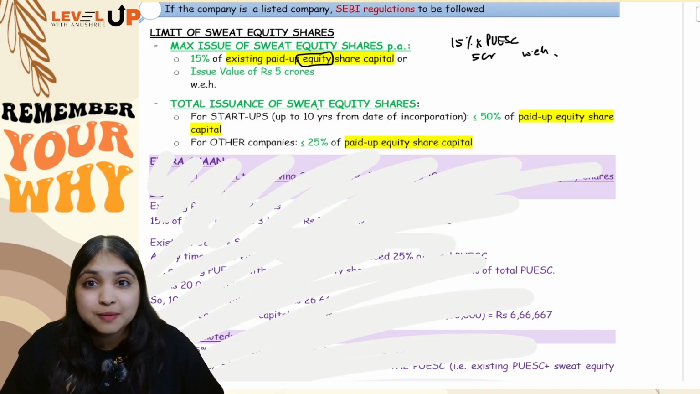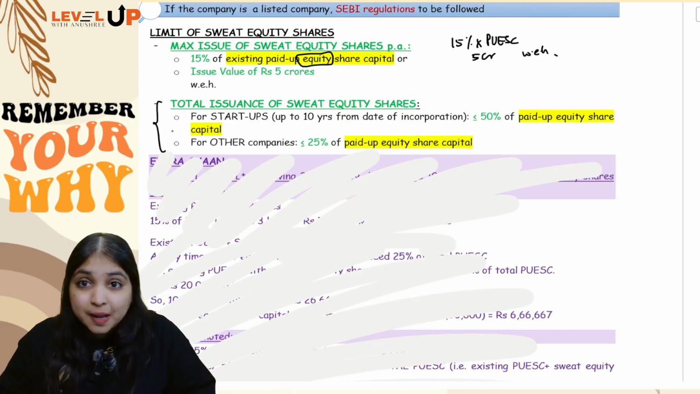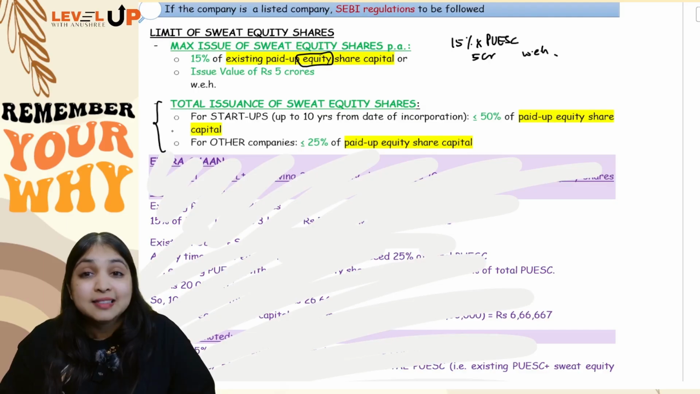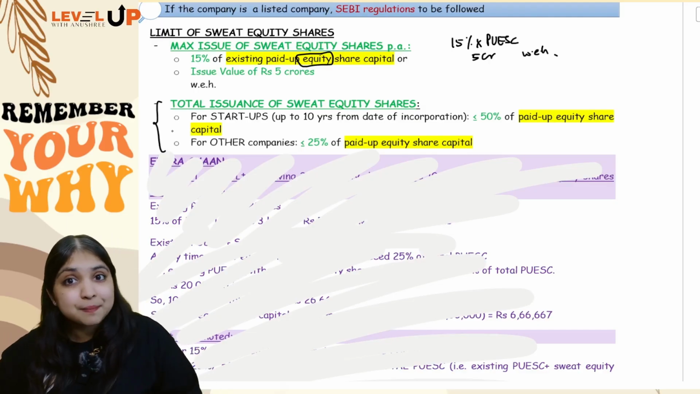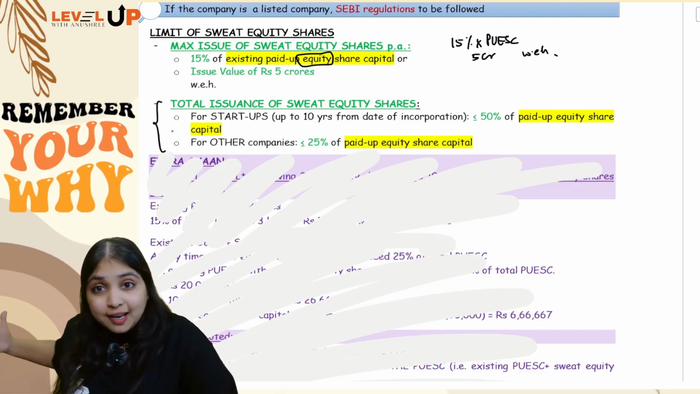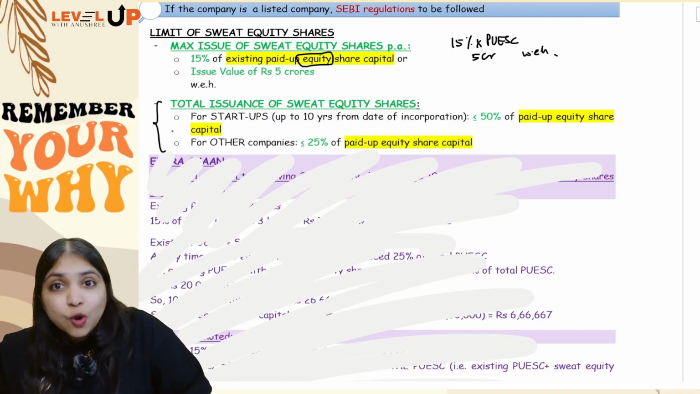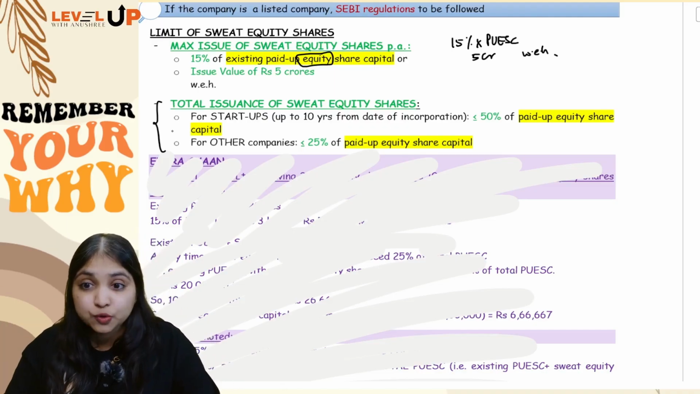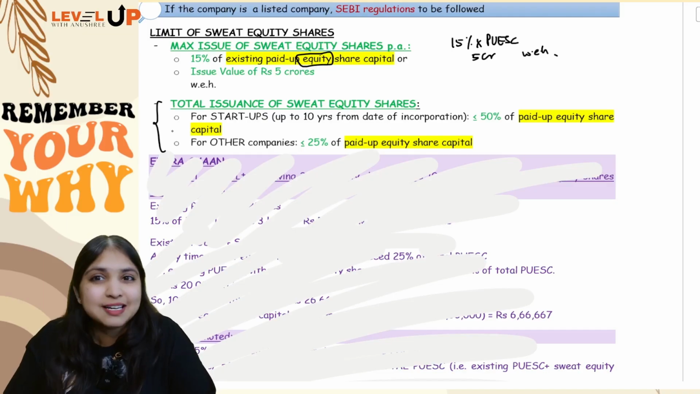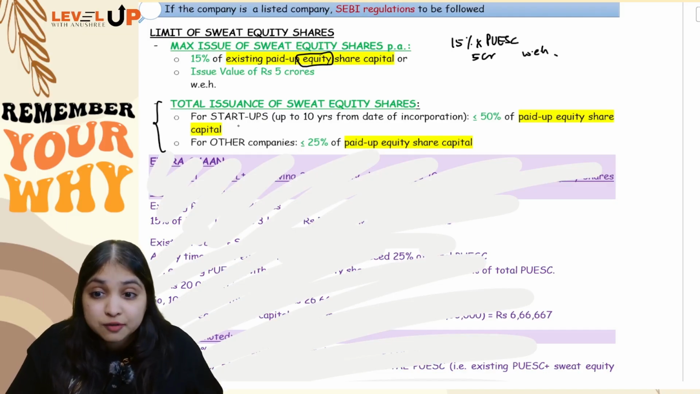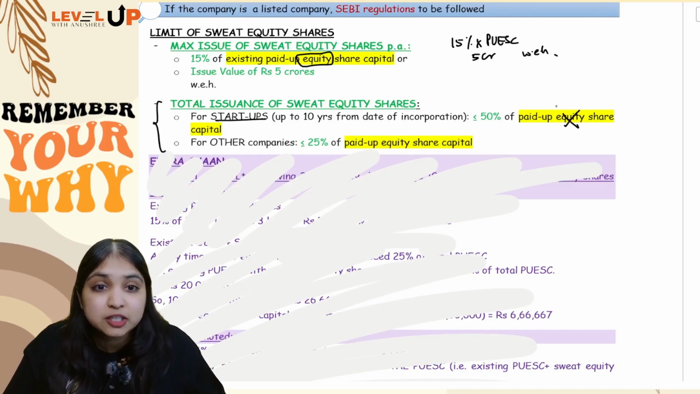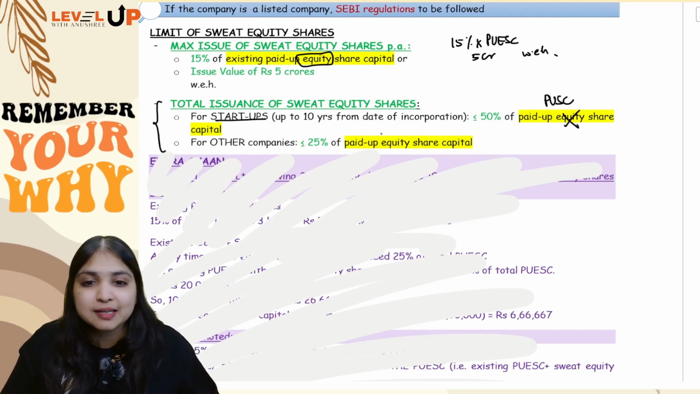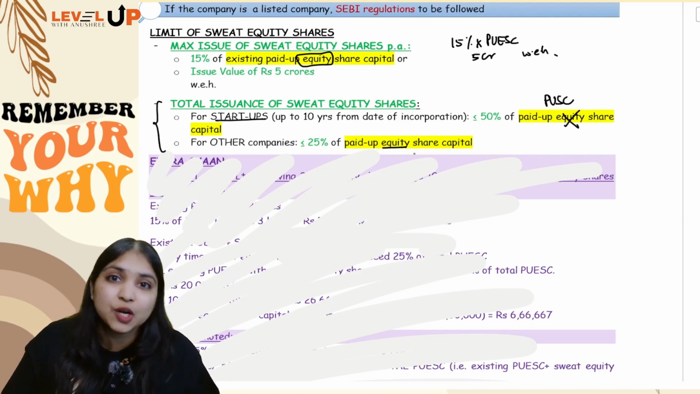But what is the overall limit, guys? What do you mean by overall limit? Maybe the company is issuing sweat equity shares in the current year. There may be a case where even in the past the company has issued sweat equity shares. Total, everything put together, what the company has already issued plus what the company is going to issue now, everything put together should be within a certain limit. What is the limit? For startups, the limit is 50% of paid up share capital. For other companies, it is 25% of paid up equity share capital.